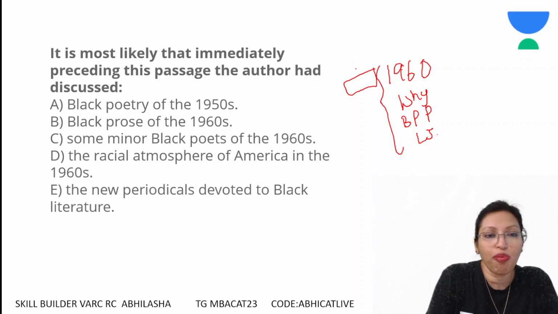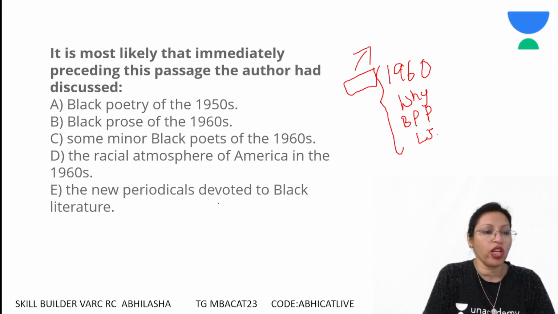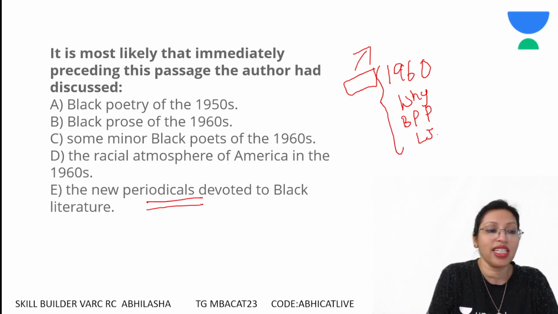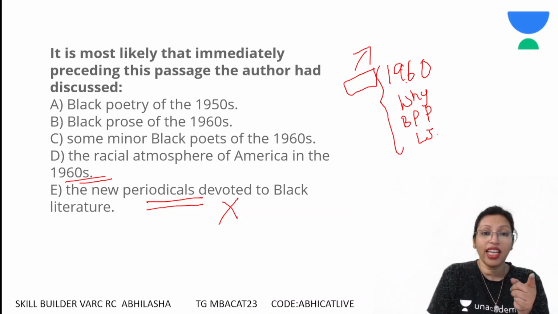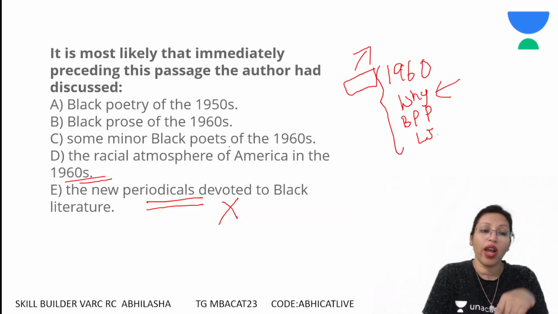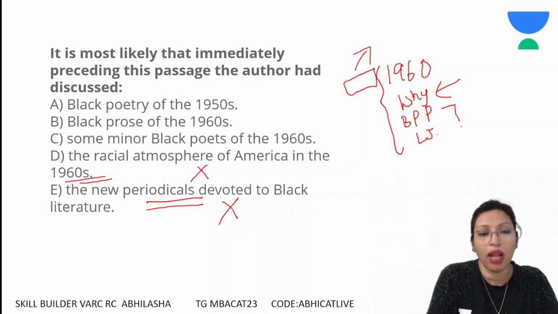So if I'm talking of a passage prior to this, what should we be talking about? Should we be talking about new periodicals or magazines devoted to black literature? Obviously no, because we're talking of poetry. So this is totally out of scope. The racial atmosphere of America in the 1960s. But we have already done that in the second paragraph. So why would we do it in the previous paragraph? No, so eliminate. Some minor black poets, but we have discussed the black poets here in paragraphs 3 and 4. So why would we do it in paragraph 0? So eliminate.